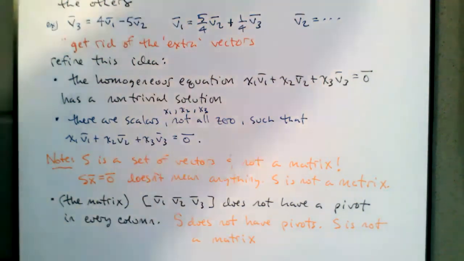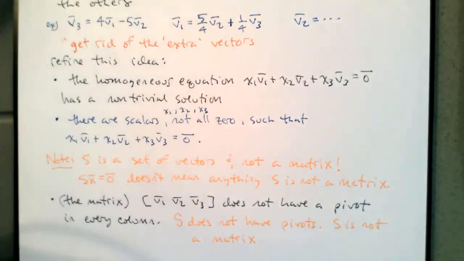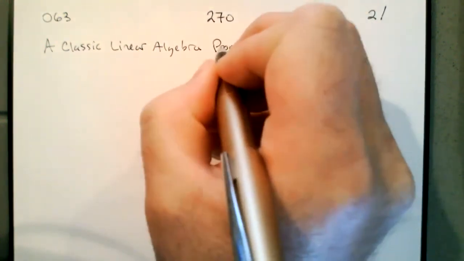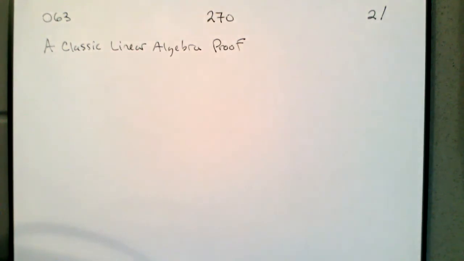All right. So we have an idea of what it means for a set to be linearly dependent. Let's look at one of the classic proofs of linear algebra, a classic theorem that we as math teachers always make students prove. So let's talk about a classic linear algebra proof.